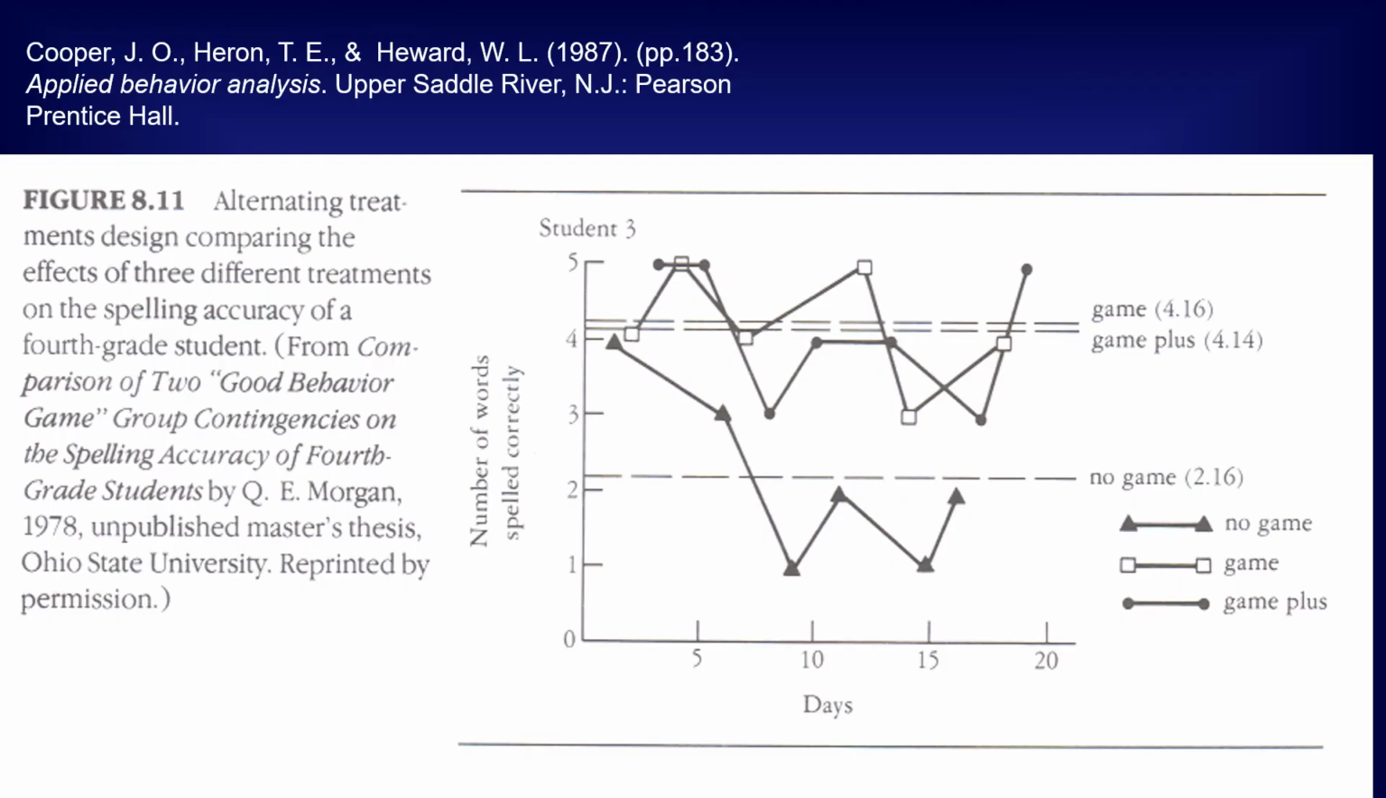You can see the key indicating what each data series represents here in the bottom right. What can you say about the different effects of the no-game condition versus the other two conditions? What about between the game and game plus conditions? We begin to see steady-state responding in the no-game condition over the last 4 data points. At that point, student 3 is consistently spelling more words correctly in the game conditions compared to the no-game condition. There does not appear to be a significant difference between the game and game plus conditions, since there is so much overlap.